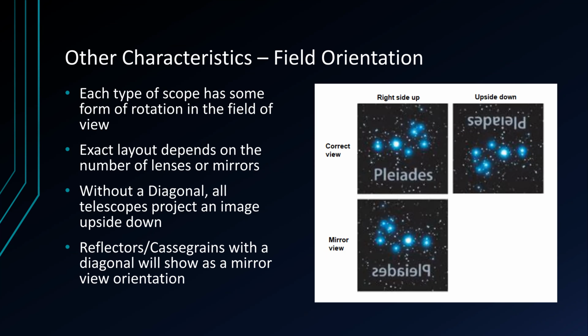The next major thing to consider with the scope is what's known as the field orientation. Each type of scope we'll talk about tonight has a unique field orientation. Because of how optics work, the image can be upside down or reversed or both, depending on the telescope design. It's just a general characteristic of a lens and mirror. For those who have seen the classic old diagrams of a pinhole projector turning the image upside down, it's the same idea here.